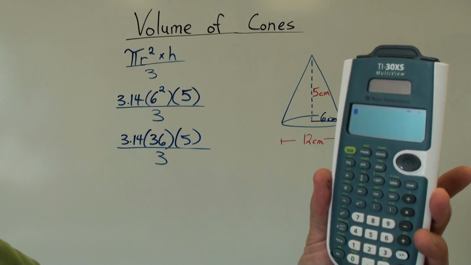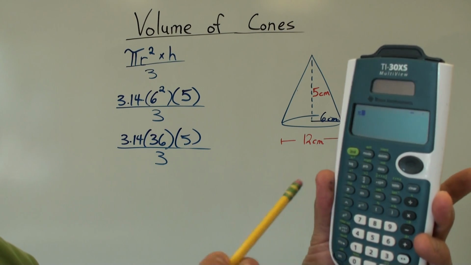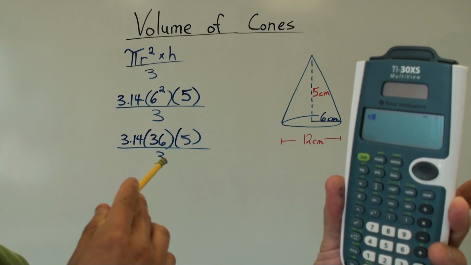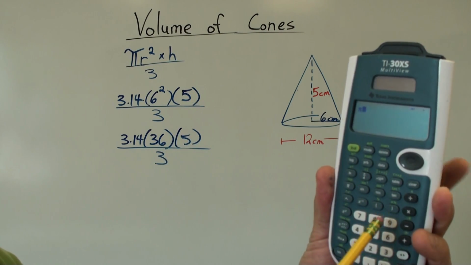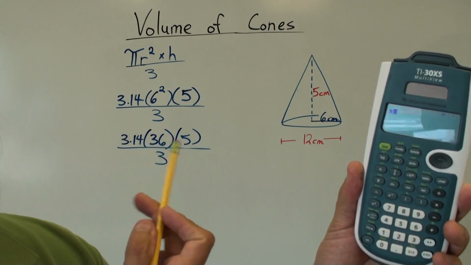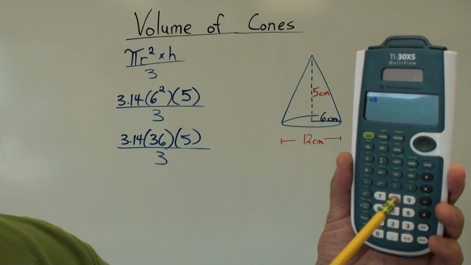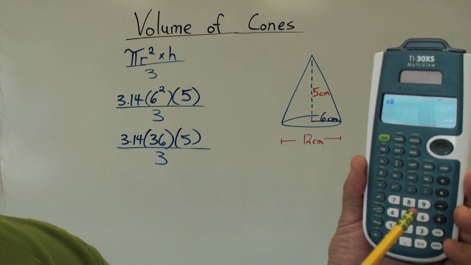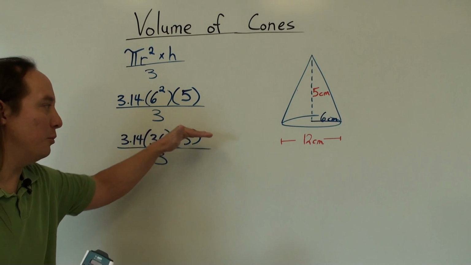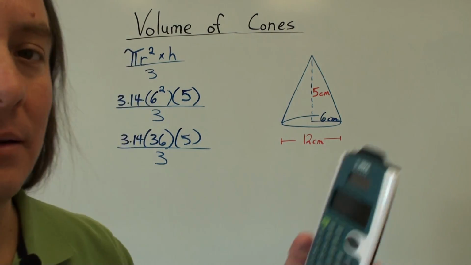All right, so here's the calculator. Our pi button on this calculator is right here, so pi, and it just gives me the little Greek letter pi, right? Times 36, and then times 5. I guess I should have said, after the exponent, we have multiplication and division. Typically, the multiplication will come first, for the most part. And in this case, when we're talking about the fraction, I want to know what this whole numerator is first. Take that number and then divide by 3. So the division will be last, okay?